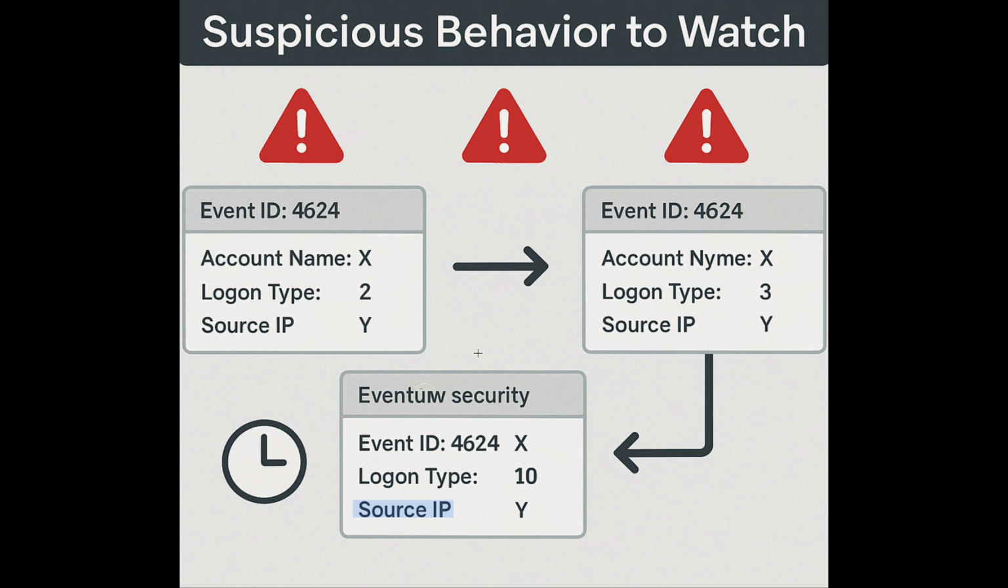So what does this indicate? This sequence, a local login followed by a network login and followed by an RDP, could signal that an attacker has gained credentials and is now exploring the network or escalating access. In a real-world attack, this might be part of a lateral movement tactic or a privilege escalation attempt.